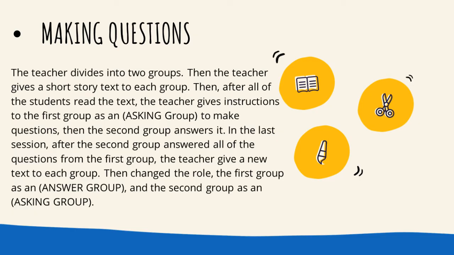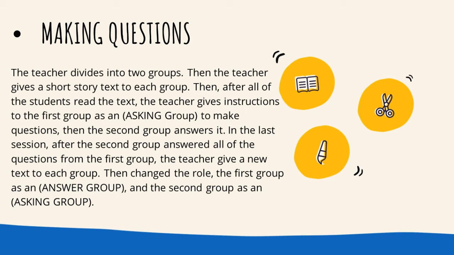And the last, making questions. The teacher divides the class into two groups. Then the teacher gives a short story text to each group. Then, after all of the students read the text, the teacher gives instructions to the first group as an asking group to make questions. Then the second group answers them.